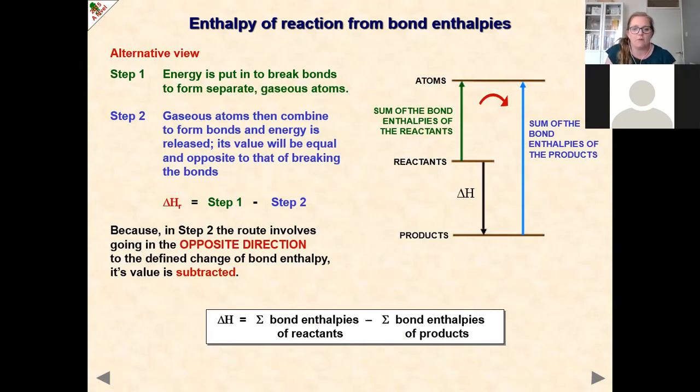So we've got our products at the bottom, atoms at the top. So delta HR, the enthalpy change, is the sum of the bond enthalpies of our reactants minus the sum of the bond enthalpies of our products. Very similar to working out an enthalpy change if we have the enthalpy data, but this time we're looking at bond enthalpies. Because in step 2 the route involves going in the opposite direction to the defined change of bond enthalpy, its value is subtracted.